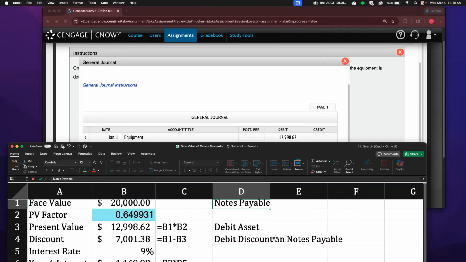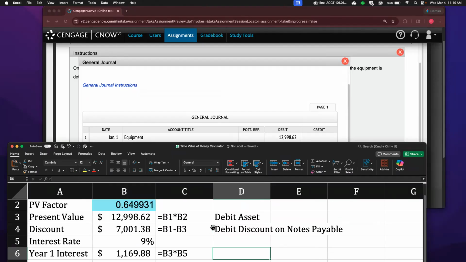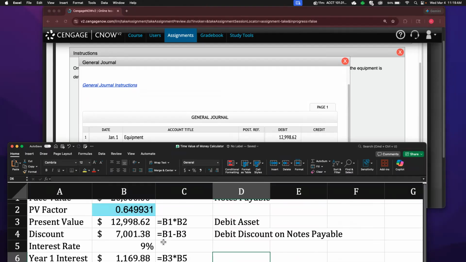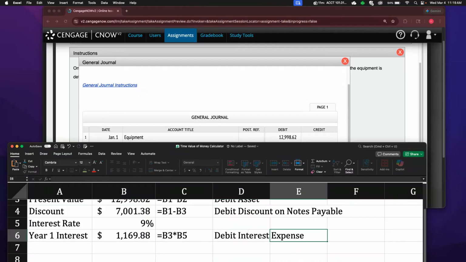Notes payable. Every year we're going to do a journal entry to record interest, and we would have to update the present value at the end of every year. But for year one, this would be our debit to interest expense and credit to discount on notes payable.